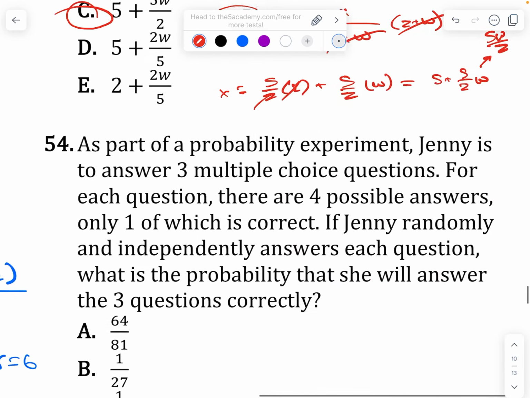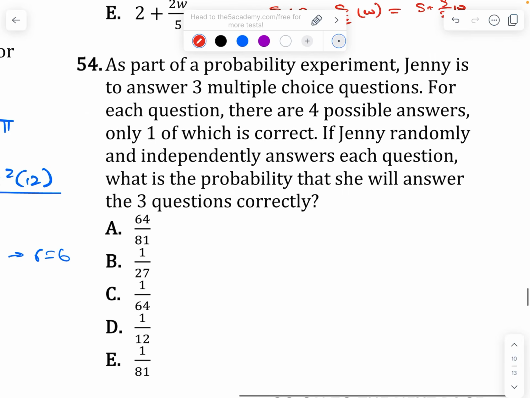That's it. That's how you do that one. As part of a probability experiment, Jenny is to answer 3 multiple choice questions. For each question, there are 4 possible answers, only one of which is correct. If Jenny randomly and independently answers each question, what is the probability that she will answer the 3 questions correctly?